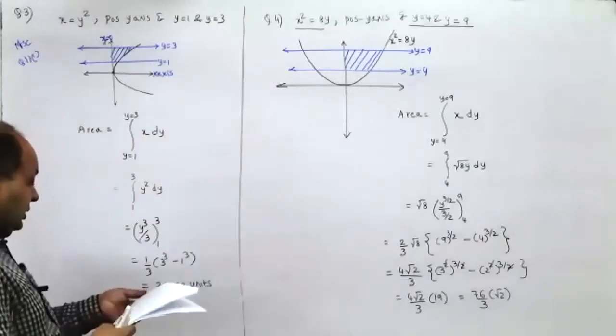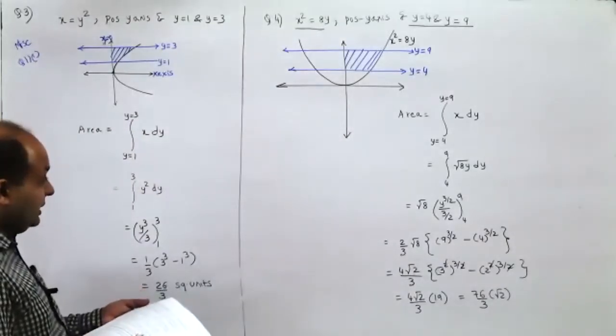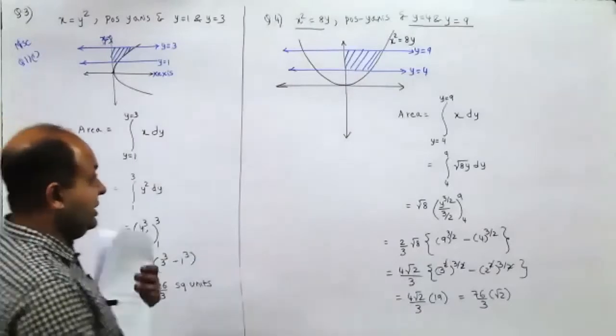Followed? 76 root 2 upon 3 square units. Yes.